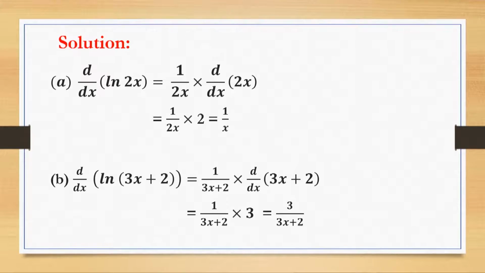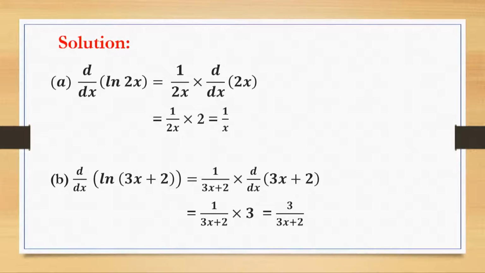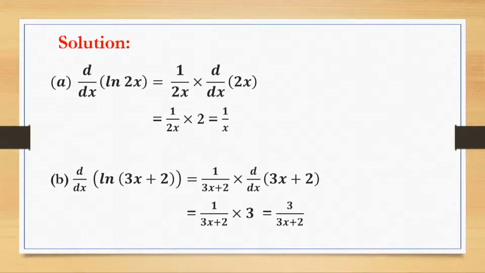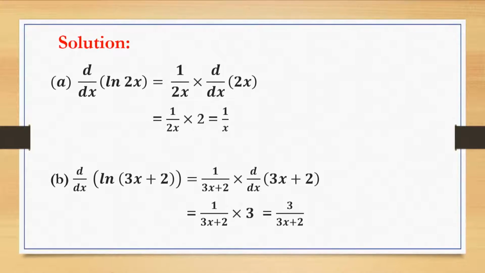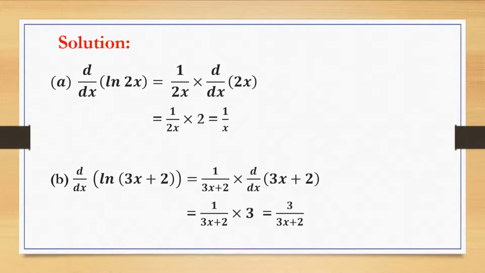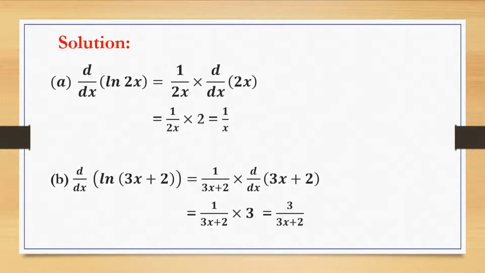Here you need to be cautious. You cannot cancel the 3 in the numerator with the 3 in the expression 3x plus 2. In part A, I was able to cancel the 2 with the denominator here. But here I cannot do so because I have 3x plus 2. I do not have only 3x. So the final answer will be 3 over 3x plus 2.